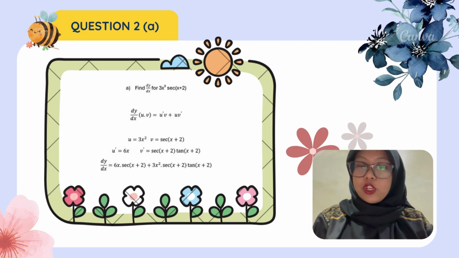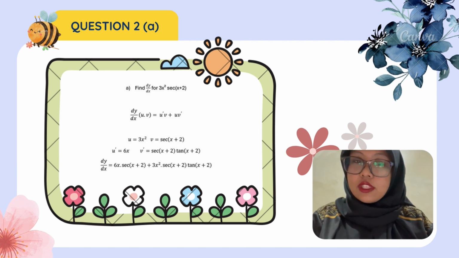Now we move on to question 2. For 2a, we need to find dy/dx for 3x squared secant (x plus 2). To find dy/dx for the function y equals 3x squared secant (x plus 2), we use the product rule because the function is a product of two different expressions.